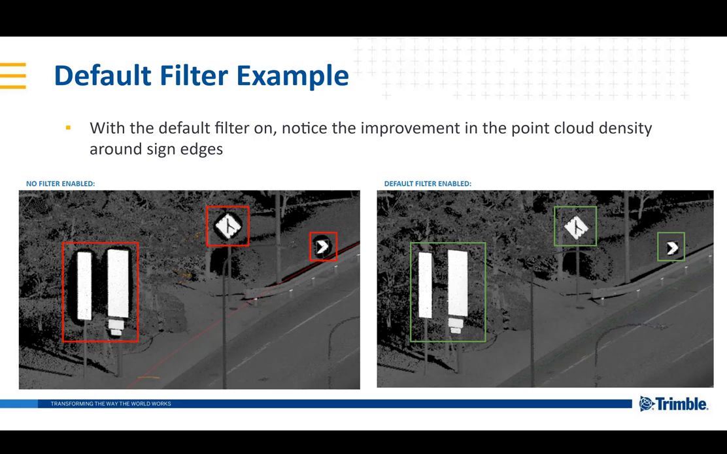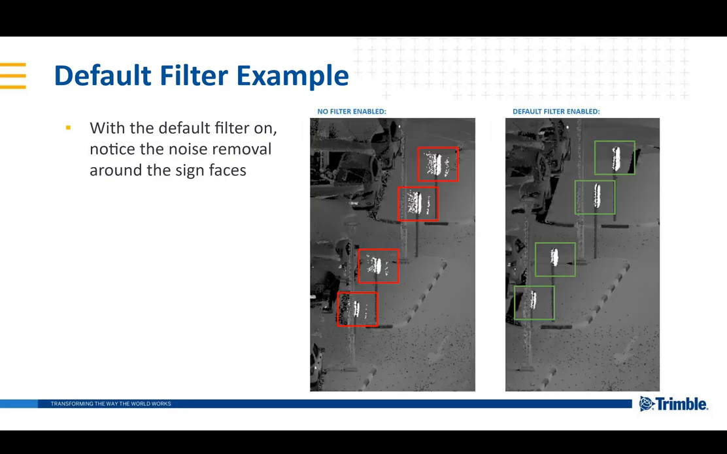With the default filter on versus no filter, you see the no filter there on the left and the default on the right. Notice the improvement in the point cloud density around those sign edges. Again, with the no filter enabled and the default filter enabled, look at the noise removal around the sign faces in these series of screenshots.